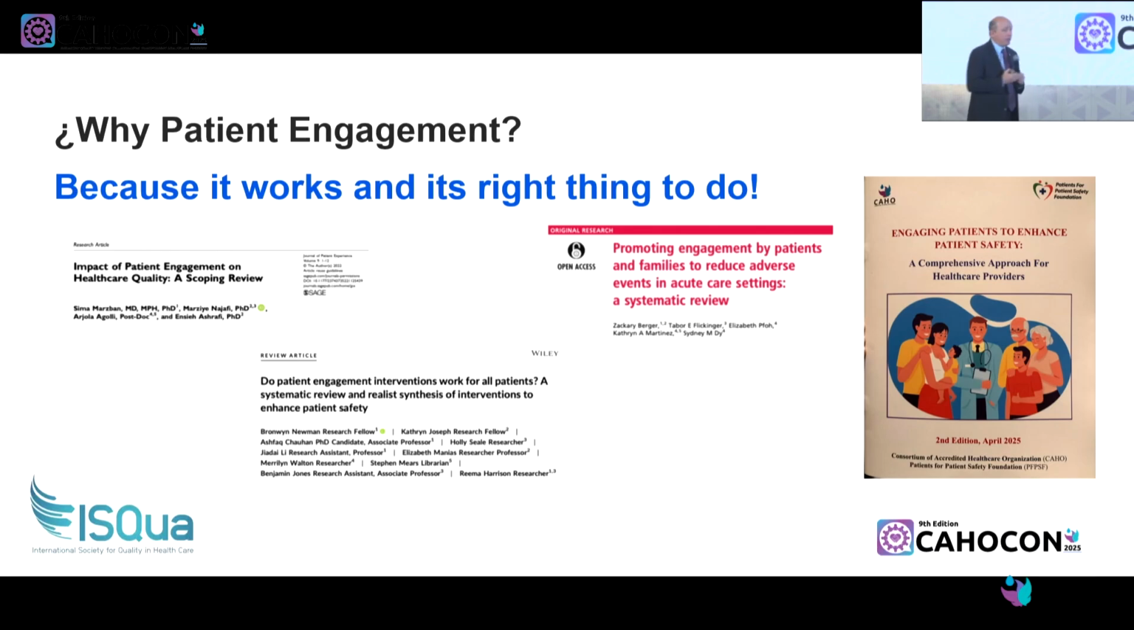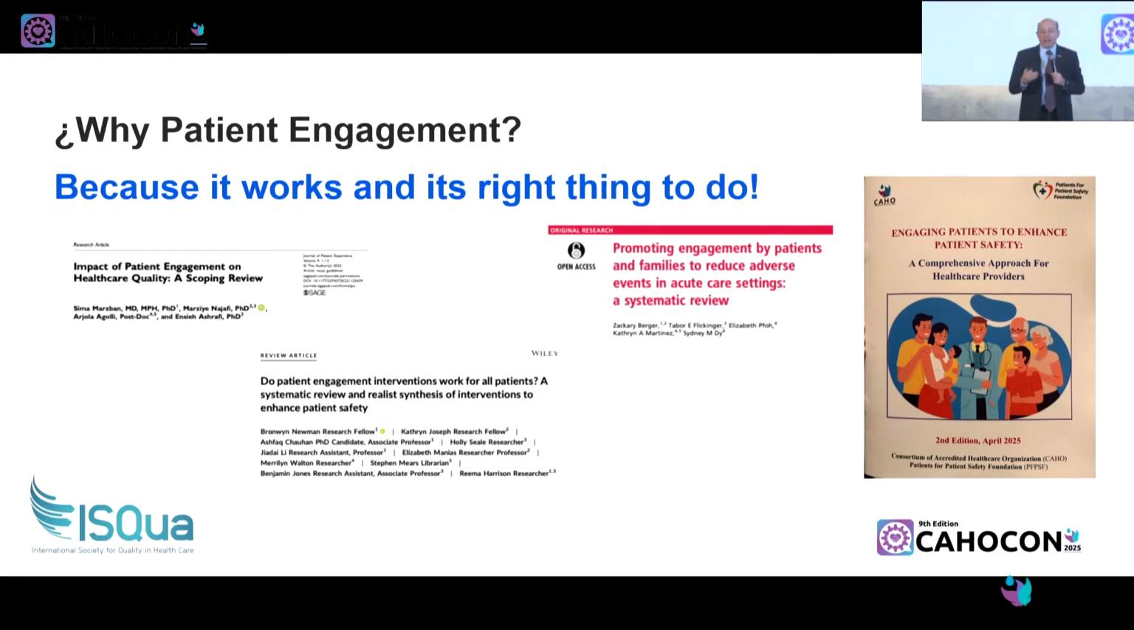And why patient engagement? Well, it's because it works, it's shown by the evidence, and it's the right thing to do. It's so obvious that we need to include users in decisions for them to be more engaged and have better results. There is no matter of discussion.